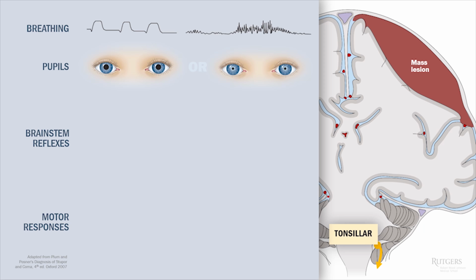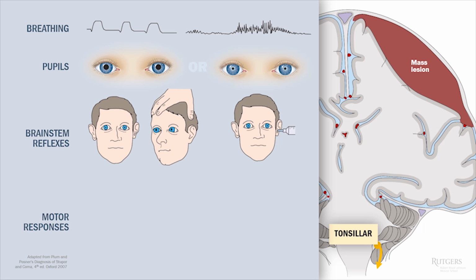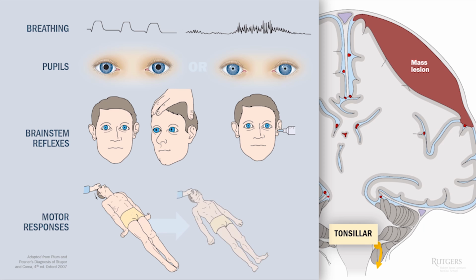The pupils become fixed and unresponsive. The brainstem reflexes disappear, and motor responses progress from extensor decerebrate posturing, which indicates lesions below the red nucleus, to quadriplegia or even clonus.